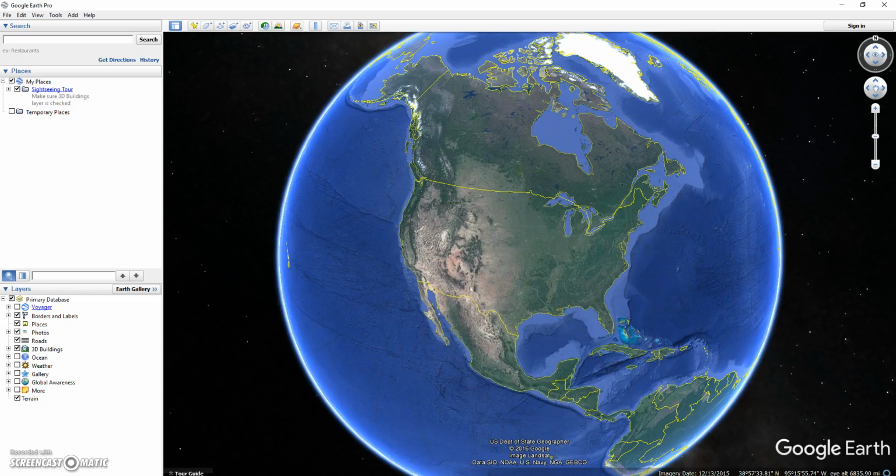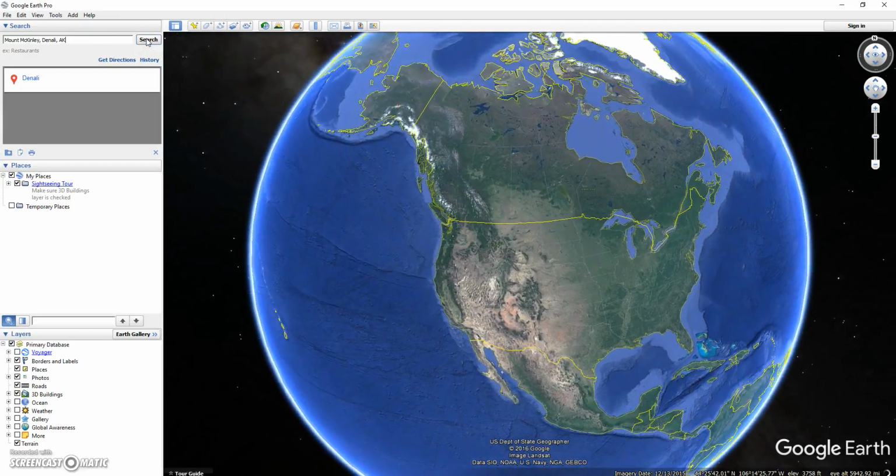So we're back at Google Earth, and I'm going to use this to show the effect of some physical characteristics on people and on areas. I'm going to do a search for Mount McKinley, which is now officially known as Denali. There it is, which is the original Native American name for the mountain. It's a mountain in Alaska, which we're going to be zooming to right now.